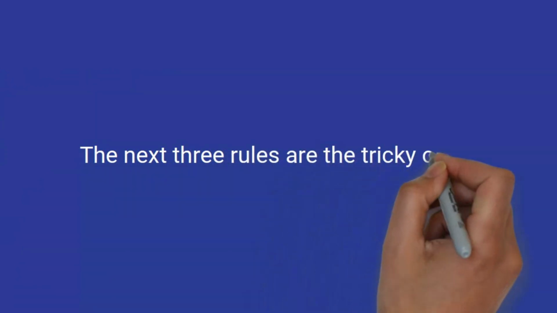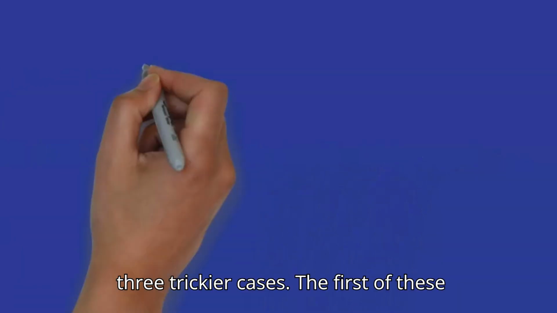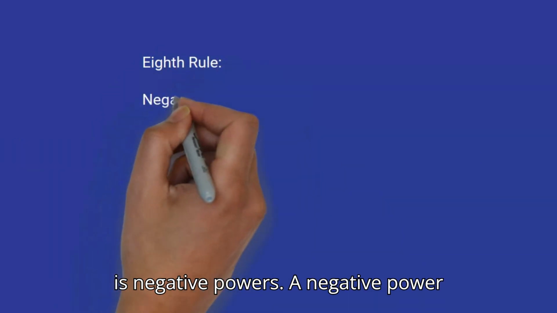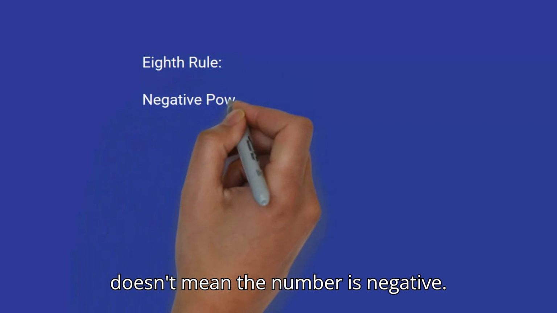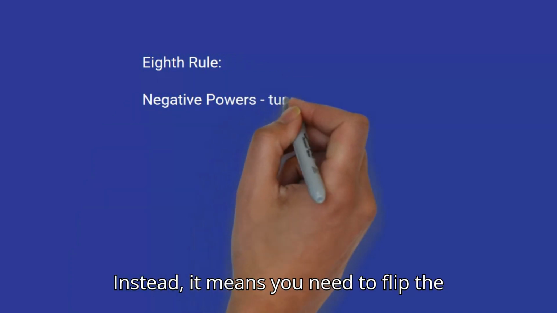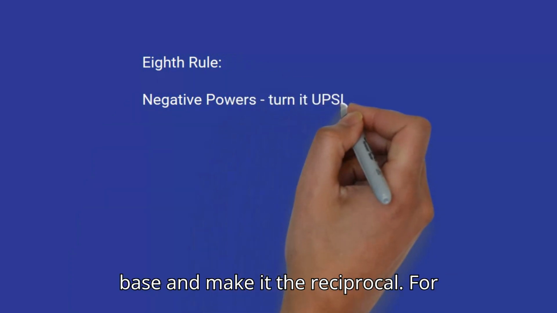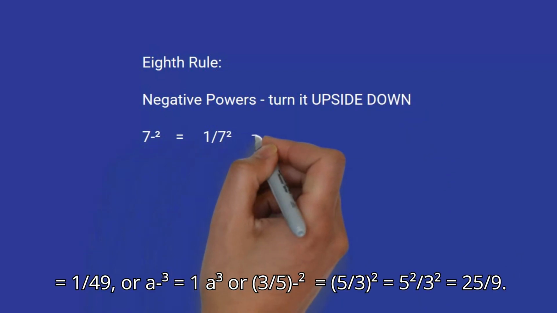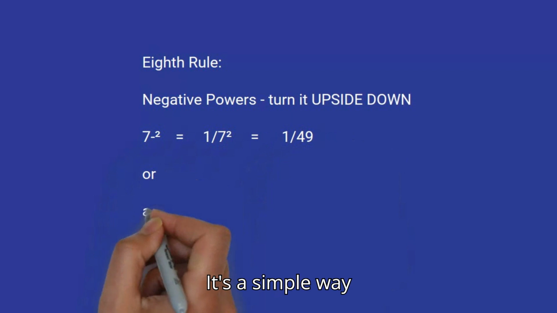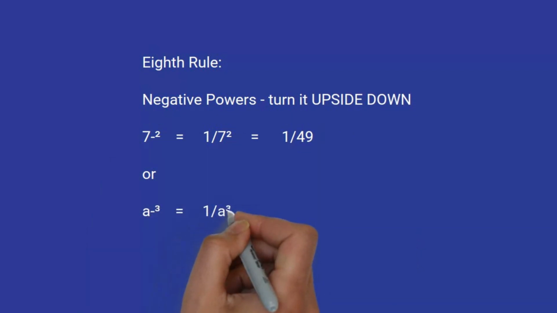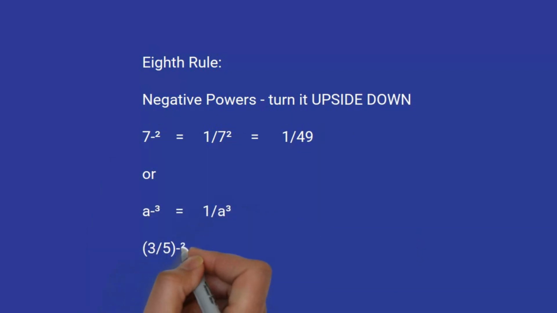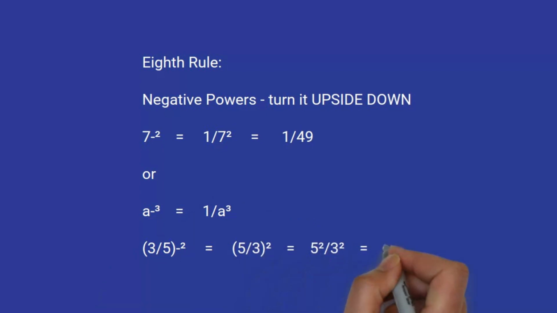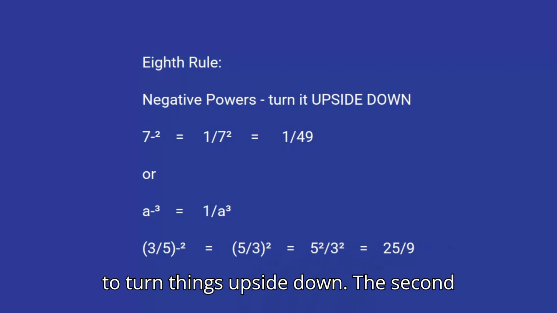While these are the easy rules, there are three trickier cases. The first of these is negative powers. A negative power doesn't mean the number is negative. Instead, it means you need to flip the base and make it the reciprocal. For example, 7 to the power of minus 2 equals 1 over 7 squared, which equals 1/49th, or a to the power of minus 3 equals 1 over a cubed, or 3/5 to the power of minus 2 equals 5/3 squared, which equals 5 squared over 3 squared, which equals 25/9. It's a simple way to turn things upside down.